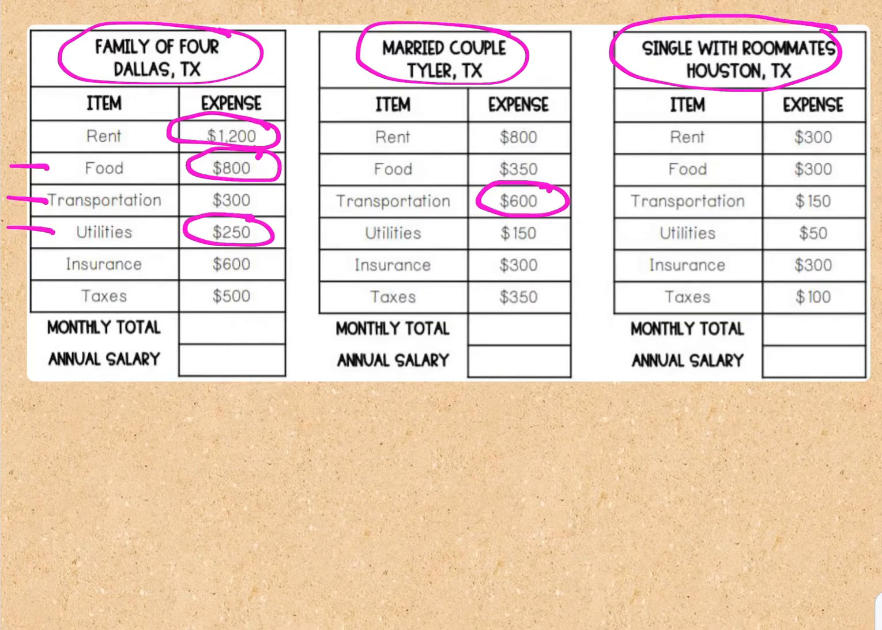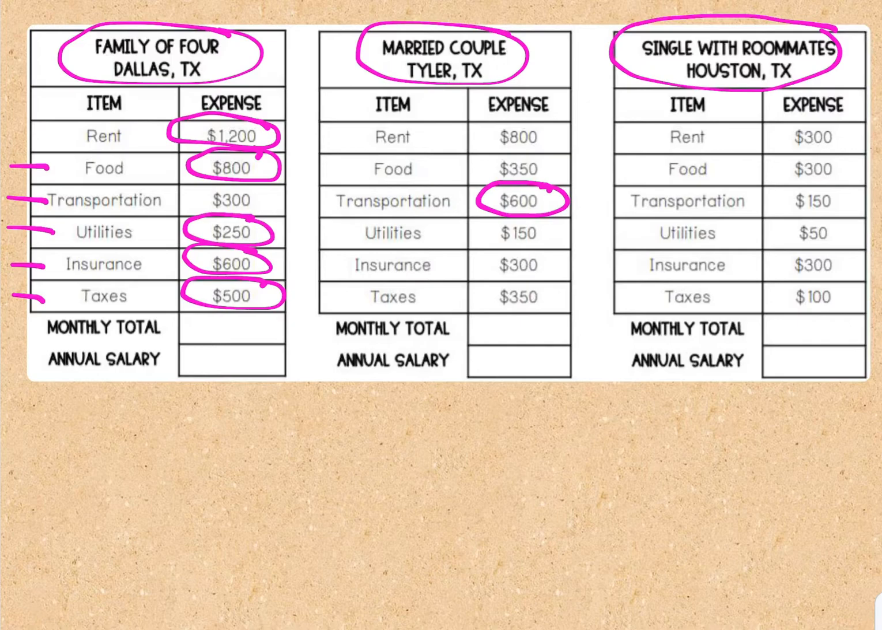Which household has the highest amount of insurance? For insurance, Dallas has the highest, which again makes sense because they have more people to insure. They have to insure the family of four, not just two people for the married couple or just the single roommate. Okay, last one, highest amount of taxes.